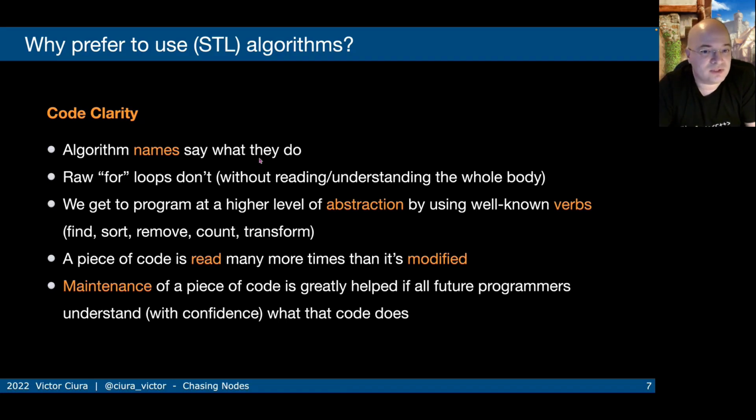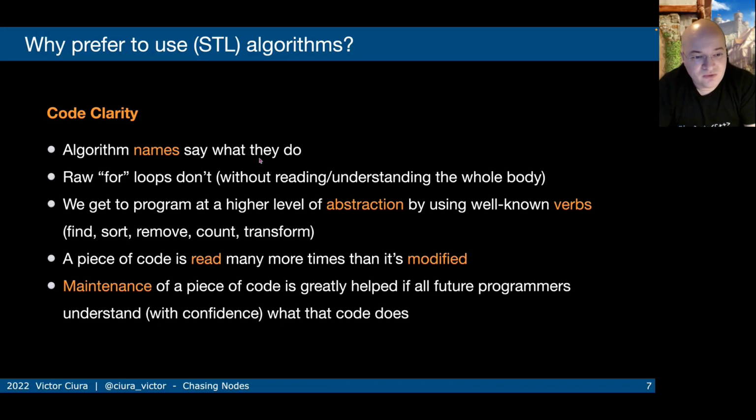So this is totally opposite of what a raw for loop can offer. When you see a for loop or a block of code, you have to really read it, understand the stop conditions, what's happening inside, any kind of logic, any variables that escape that context to really understand what's going on. So try to construct blocks of code using well-known verbs. I have here find, sort, remove, count, transform, and so on. Things that are expected by fellow programmers.